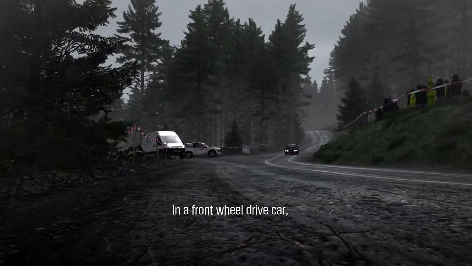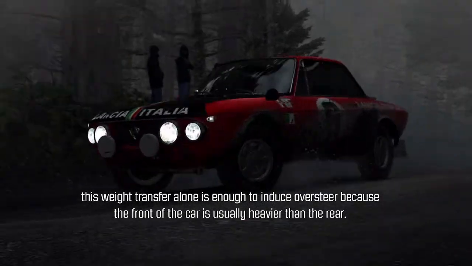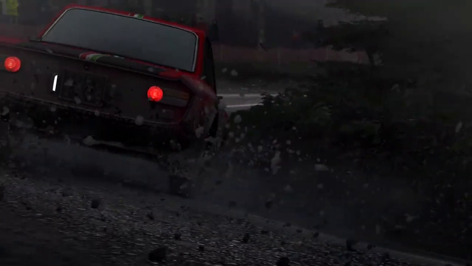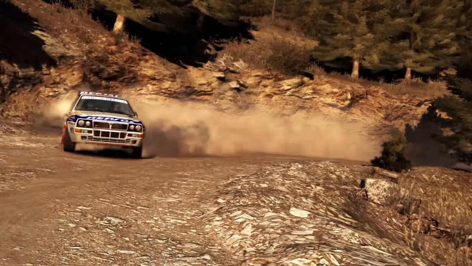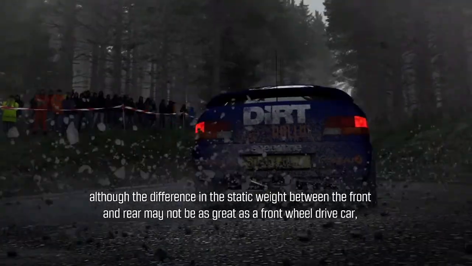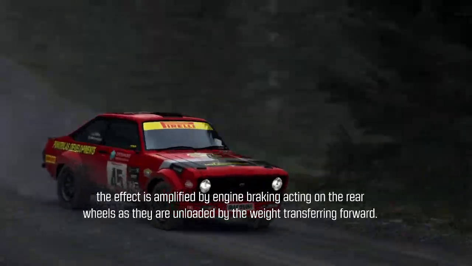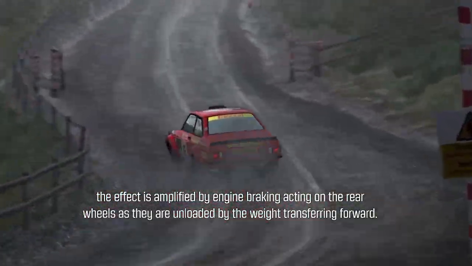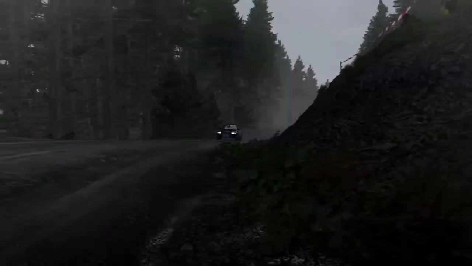In a front-wheel drive car, this weight transfer alone is enough to induce oversteer because the front of the car is usually heavier than the rear. In four-wheel drive and rear-wheel drive cars, although the difference in the static weight between the front and rear may not be as great as a front-wheel drive car, the effect is amplified by engine braking also acting on the rear wheels as they are unloaded by the weight transferring forward.